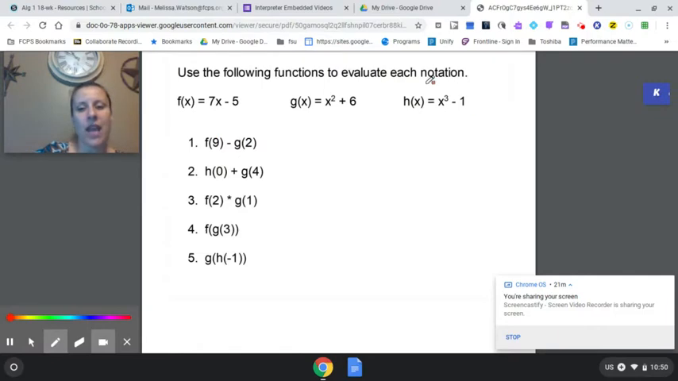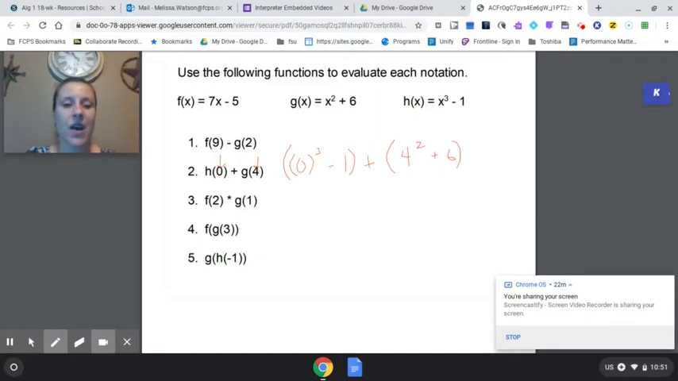So I'm looking at h's function, and I'm inputting 0 into that function. So h's function says x cubed, or in this case 0 cubed, minus 1. And we're adding on g of 4. 4 is the input. We're inputting 4 into g's function. So looking up at the top, x squared plus 6 is g's function. If we put 4 in for x, 4 squared plus 6. All right, let's go ahead and evaluate.